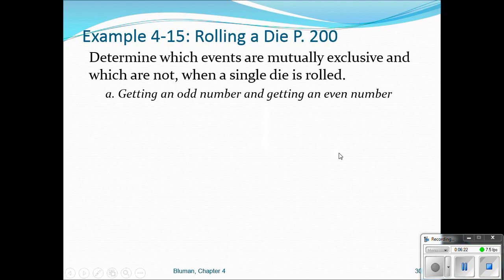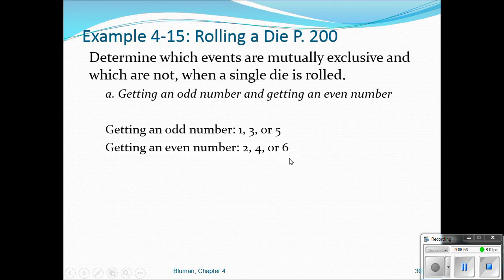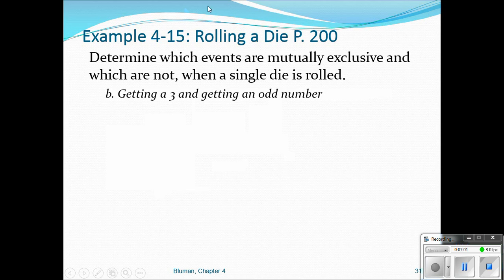All right. So here we are. Determine which events are mutually exclusive and which are not when a single die is rolled. So what's the probability of getting an odd number and getting an even number? Are those mutually exclusive or not? Can those happen at the same time? If you roll one die, can you get an odd number and an even number at the same time? So if we look at the sample spaces, odd numbers are 1, 3, and 5. Even numbers are 2, 4, and 6. Are there any that are the same? No. So because of that, they are mutually exclusive.